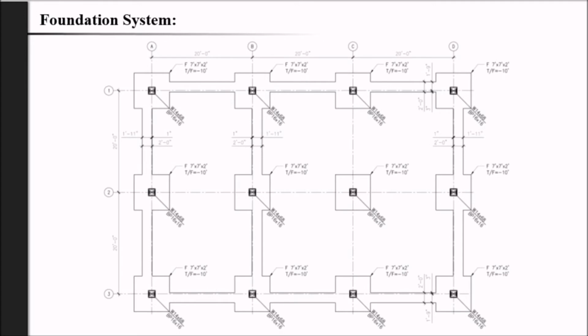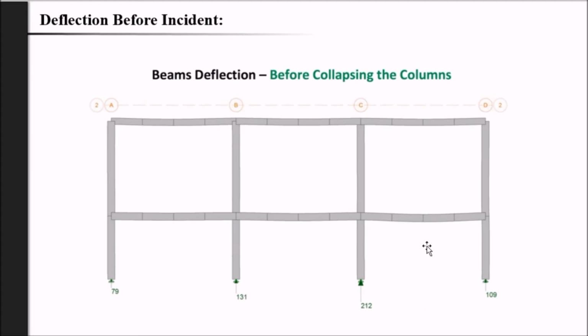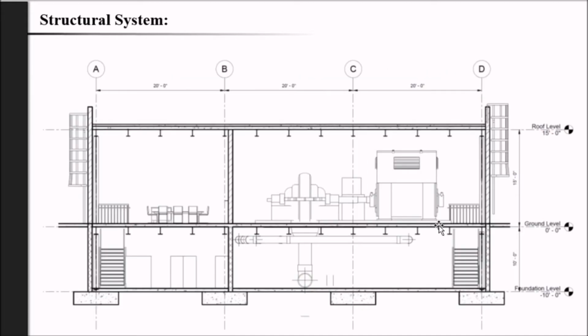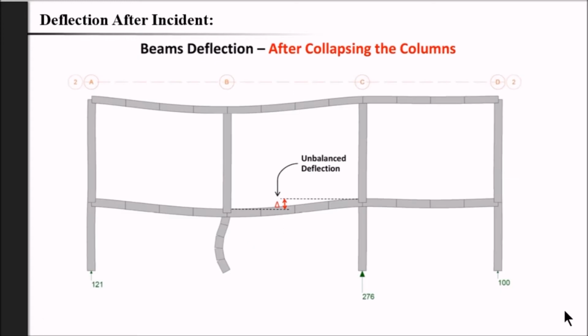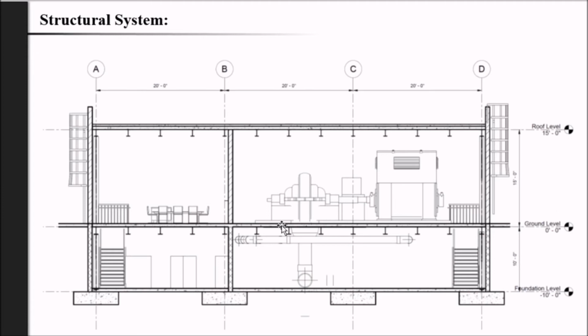To investigate the causes of the pump shaft failure, we have compared the deflection modes before and after the incident that we got from the finite element model. This is the deflection of the beams under the damaged pump, as you can see here. But before the incident, we have small and negligible deflections in the beams, in particular under the pump shaft. But when these two columns buckled under this new condition, we have a significant unbalanced deflection in this beam, which is 2 inches according to the analysis result.